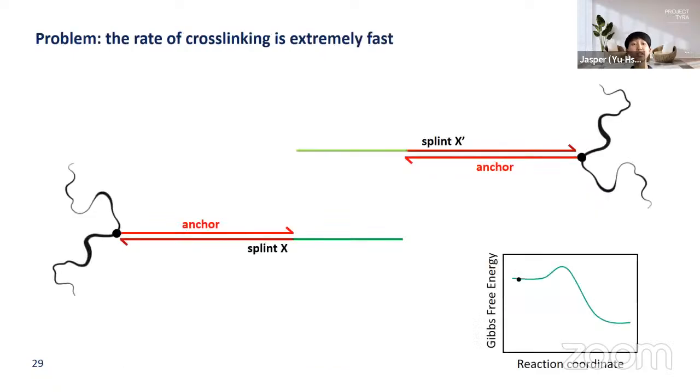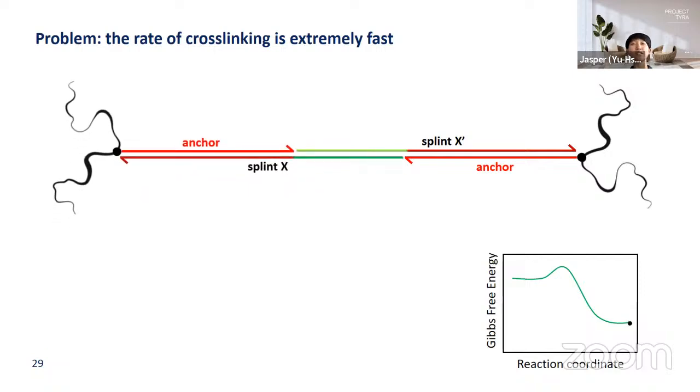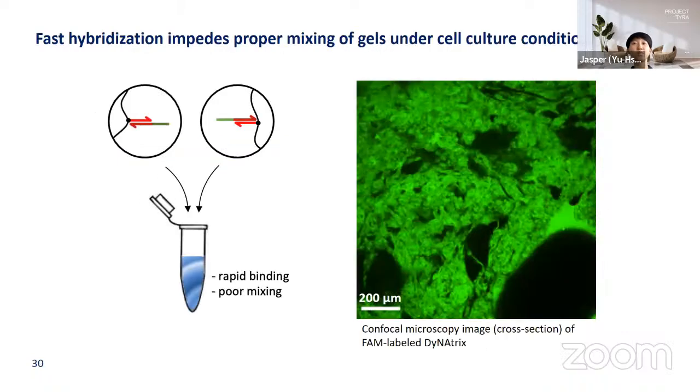But the problem is that the rate of crosslinking is extremely fast. So if we mix these 2 solutions together with the cell, even when pipetted very, very fast, we still couldn't make a homogeneous gel. So what it ends up is a very non-homogeneous gel structure, and the mixing is very poor. In this case, you can imagine the cells sitting at this region will feel a completely different mechanical property than the cells sitting here.